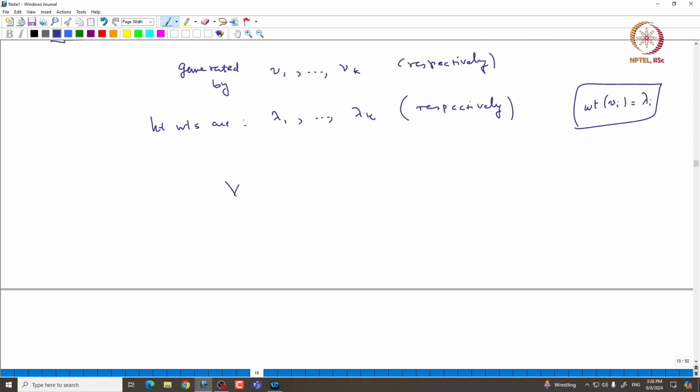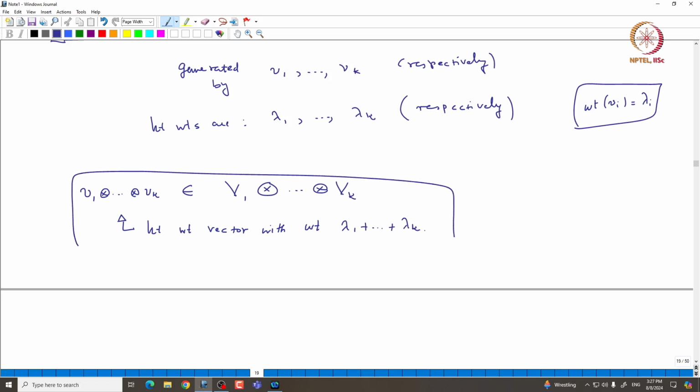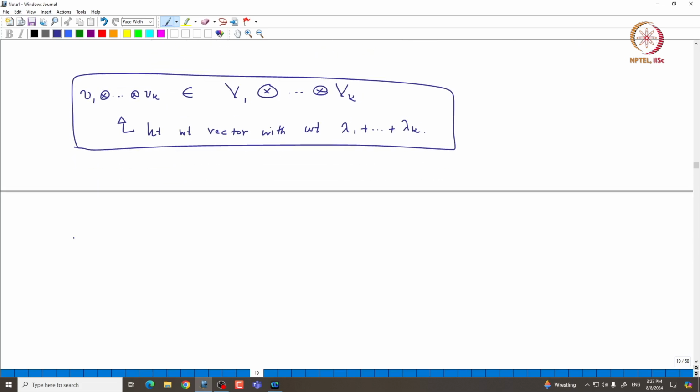Now we can look at the tensor product and take the natural element v1 tensor, etc., tensor vk inside it. Then one can easily conclude that this is indeed a highest weight vector, and not only that, it has the weight lambda 1 plus, etc., plus lambda k. So, this is a highest weight vector of highest weight lambda 1 plus, etc., plus lambda k. This just follows from a small computation.